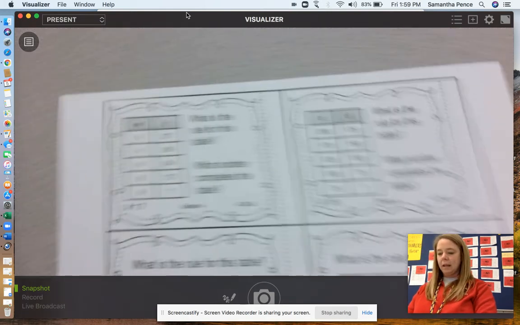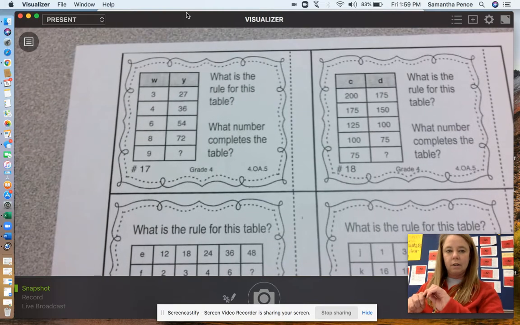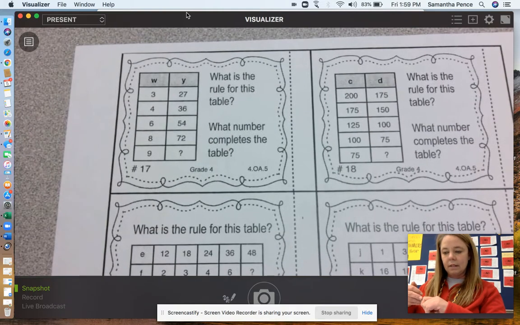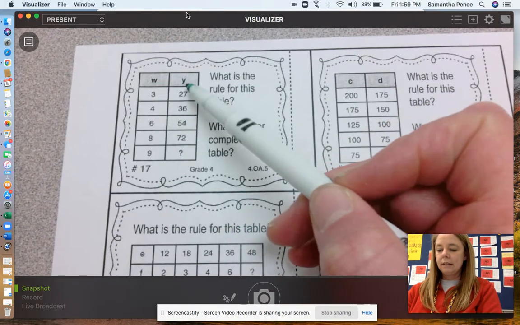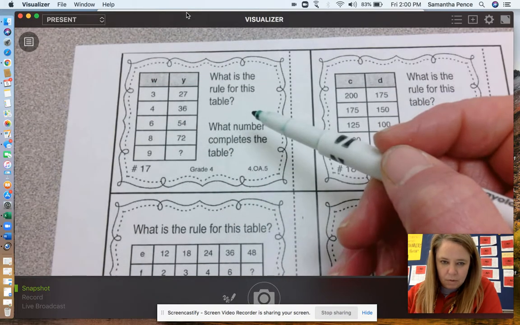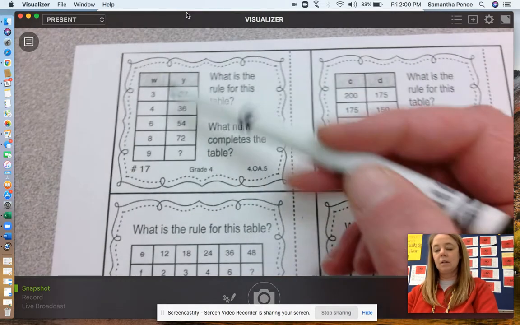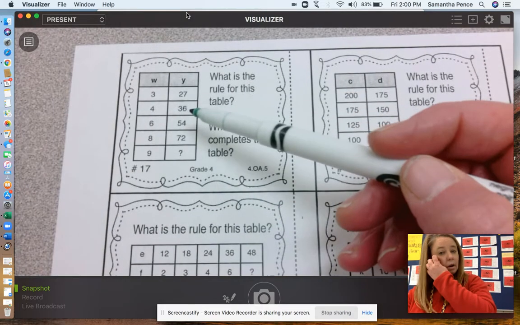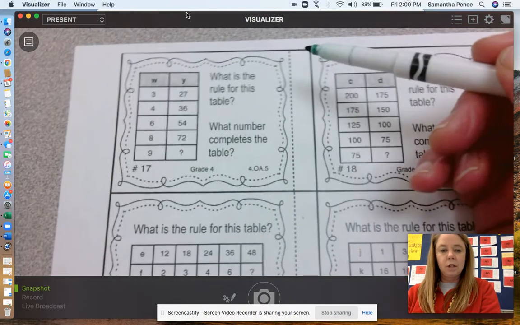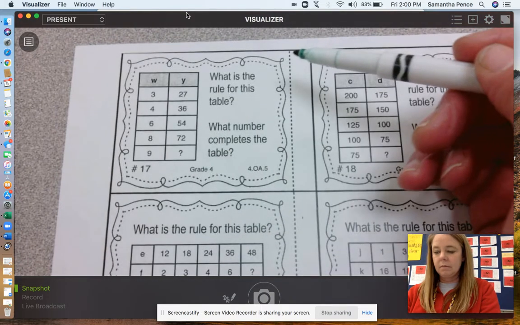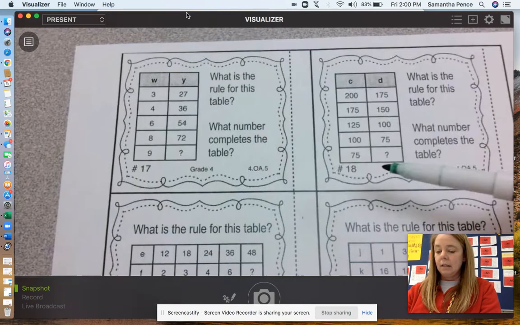So in your packet, you see these little squares. Here are the variables, w and y. So our input is going to be variable w. Our output is going to be variable y. We remember that a variable is just something like an unknown, or we're renaming something.